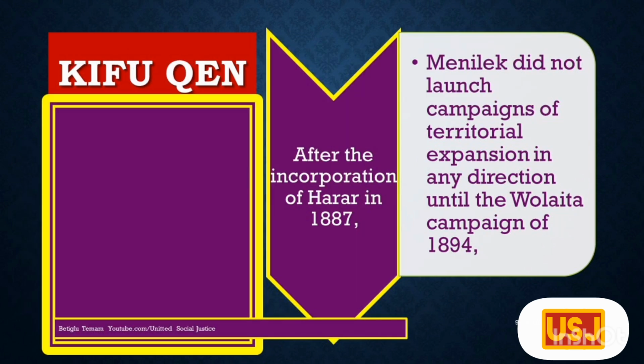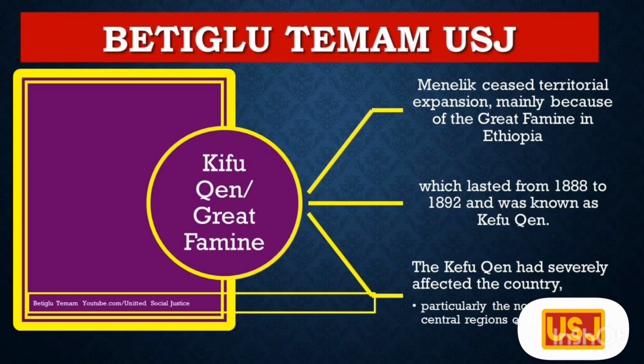After the incorporation of Harar in 1887, Menelik did not launch campaigns of territorial expansion in any direction until the Welayta campaign of 1894, mainly because of the Great Famine in Ethiopia, which lasted from 1888 to 1892 and was known as Kifu Qen. The Kifu Qen had severely affected the country, particularly the northern and central regions of Ethiopia.